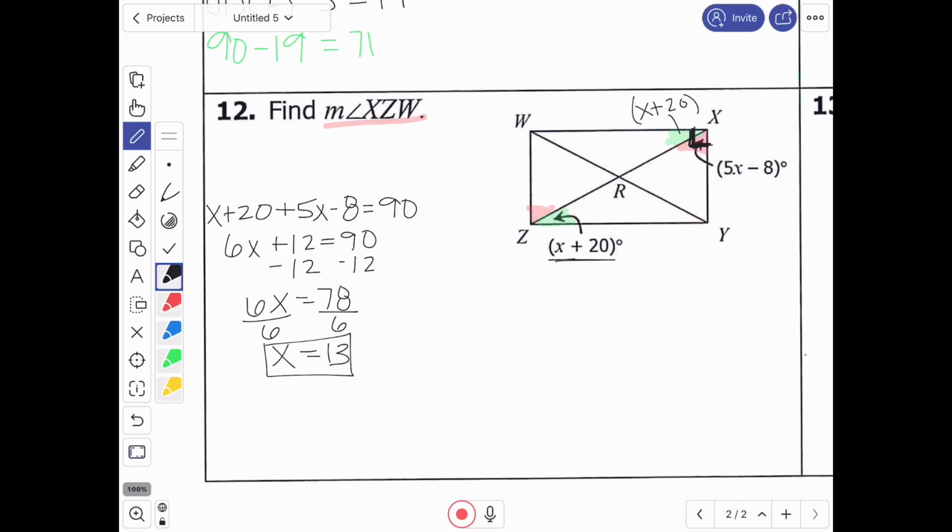I'm not done yet though, because I want to find angle XZW. Angle XZW, that's this red angle. So this red angle would be congruent to this first red angle, which is 5x minus 8. So if I plug in x here, I could figure out what XZW is. So I'm going to take 5 times 13 minus 8, and I get 57 degrees. So measure of angle XZW is equal to 57.